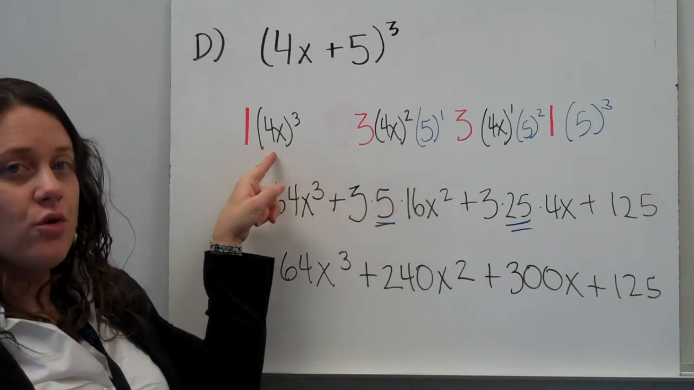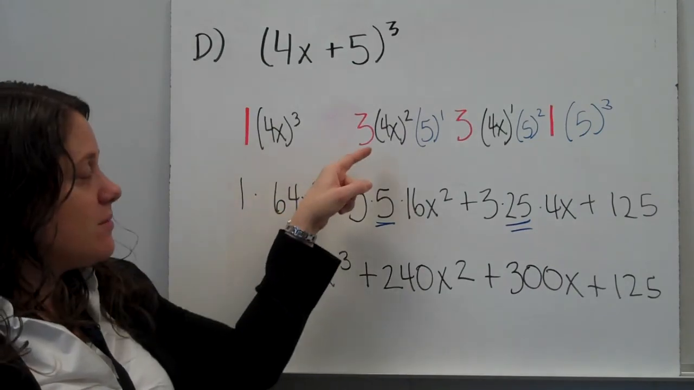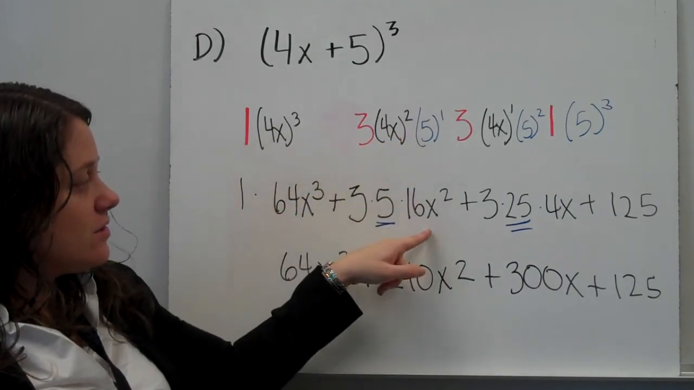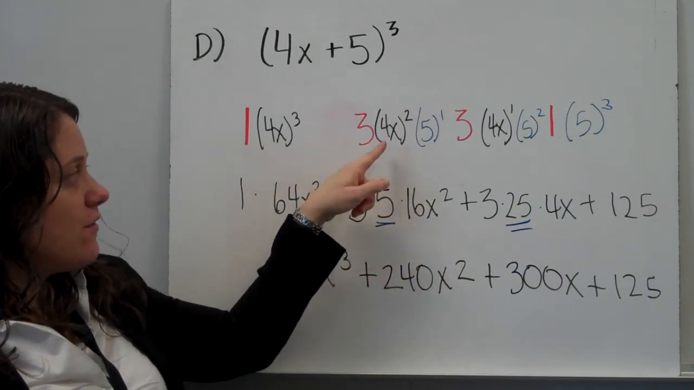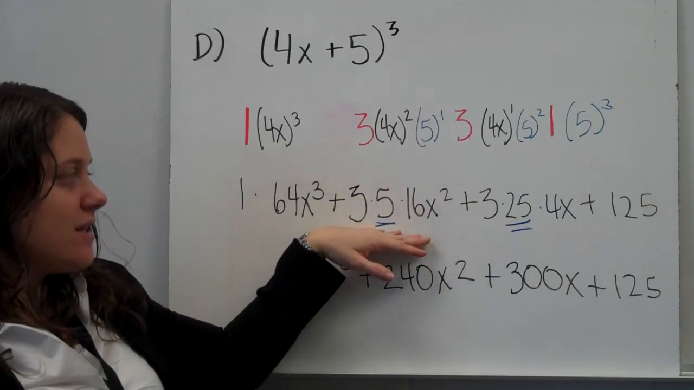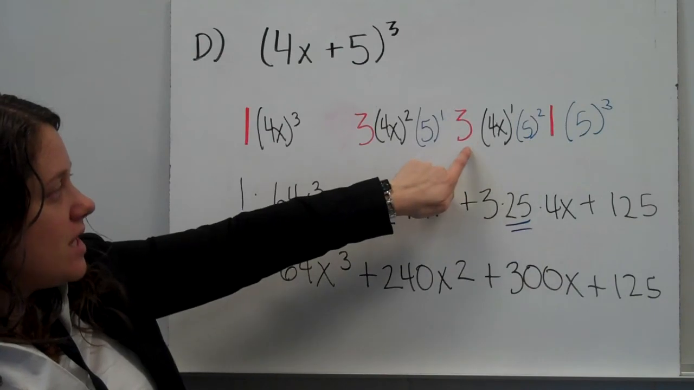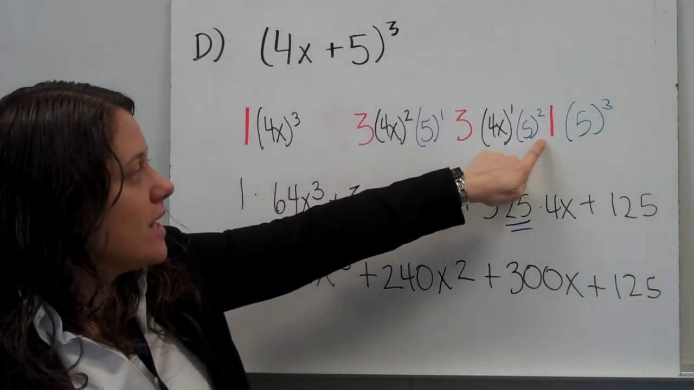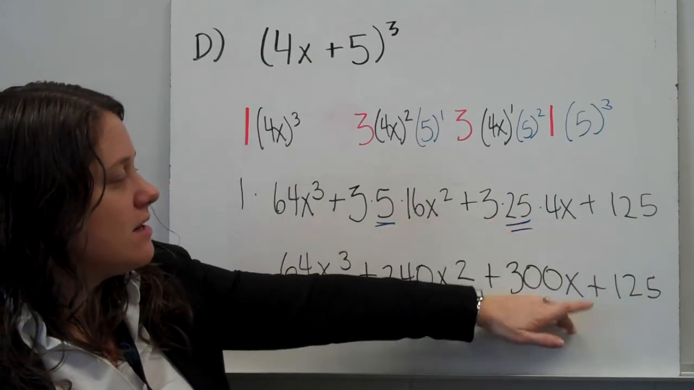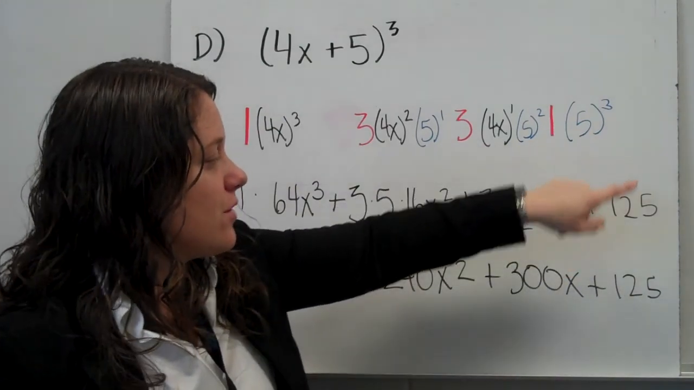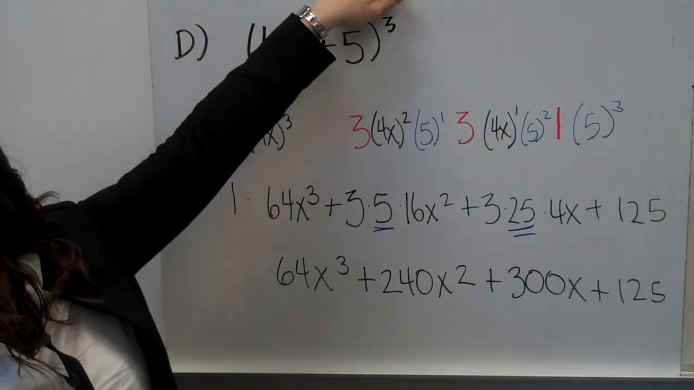So I actually have to take 4 to the third and x to the third, so I get 64x to the third. And I have to multiply 4x squared, which is how I got 16x squared. But I also need to multiply the 3, the 4 squared, and the 5. So that's how I multiplied all 3 of those to get 240. Then here I do the 3 times the 4x times the 5 squared. So I get 3 times 25 times 4x, 300. And then 1 times 5 to the third, 125. All right, so that would be our final answer for letter D.